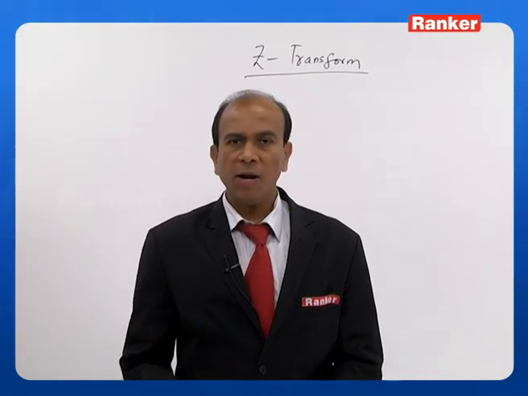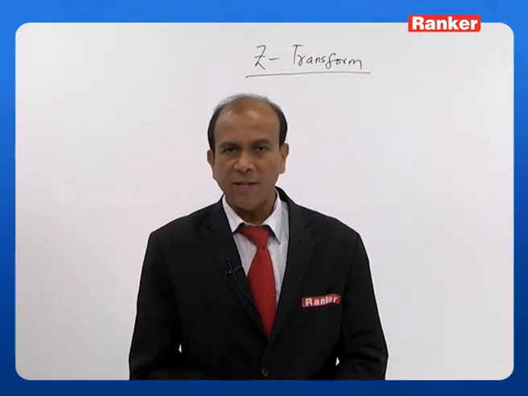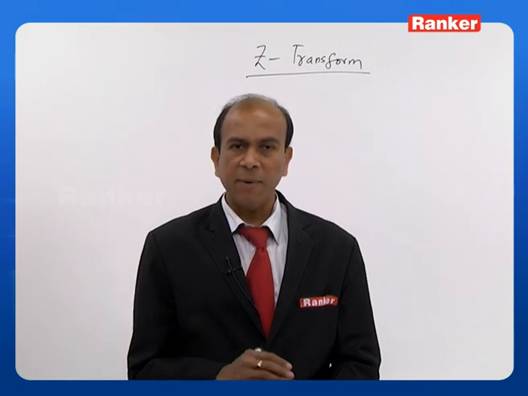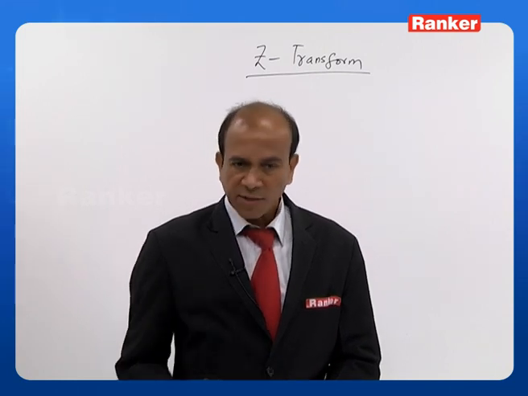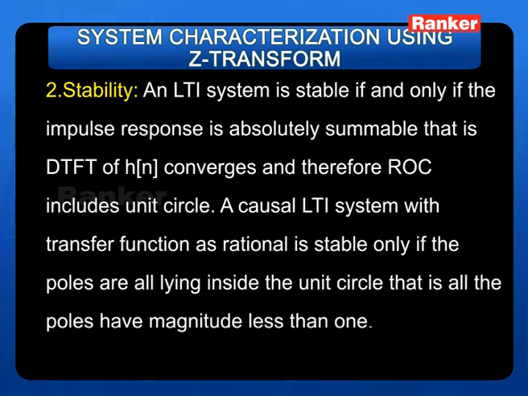Now, let us look at the next property, that is stability of a system. Stability is a characterization of a system. Now, let me just read this. An LTI system is stable if and only if the impulse response is absolutely summable. That is, the discrete time Fourier transform of h of n converges and therefore, the ROC includes the unit circle. A causal LTI system with a rational transfer function is stable only if the poles all lie inside the unit circle, that is, all the poles have magnitude less than 1.